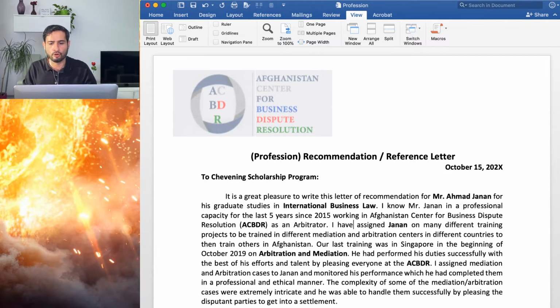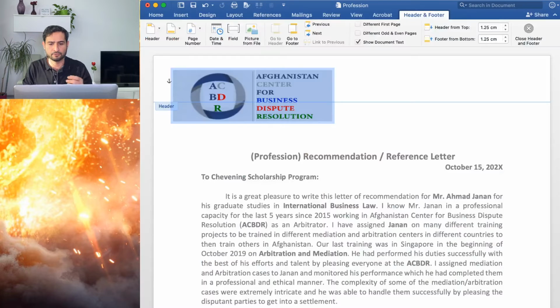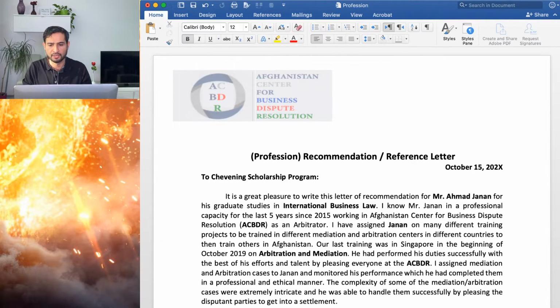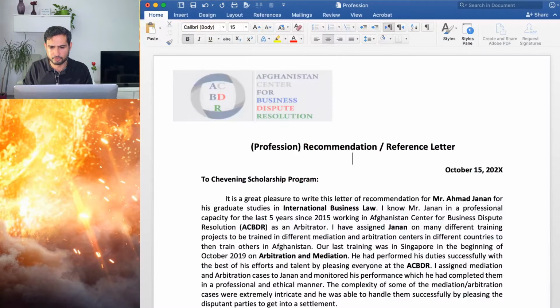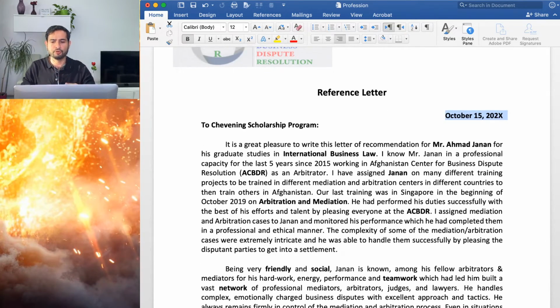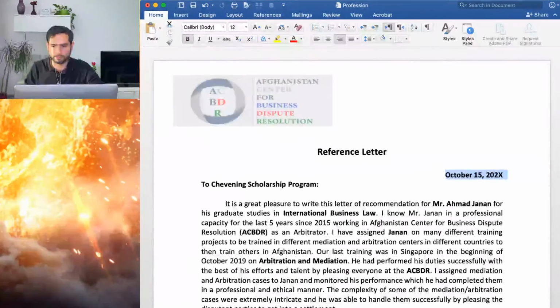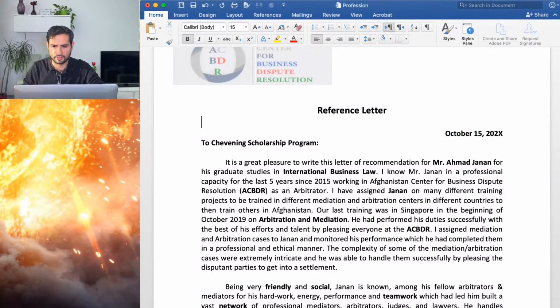This is our logo, which is very bad because I just made it. Just make sure you have a very professional logo, or the logo of the place, in a professionally written application. Maybe you can keep this. You don't have to write professional recommendation. We just say recommendation or reference letter. I just call it reference letter. And then it's the date, to Chevening Secretariat Program. We have gone through all of it, and it's fully one page, as you can see.